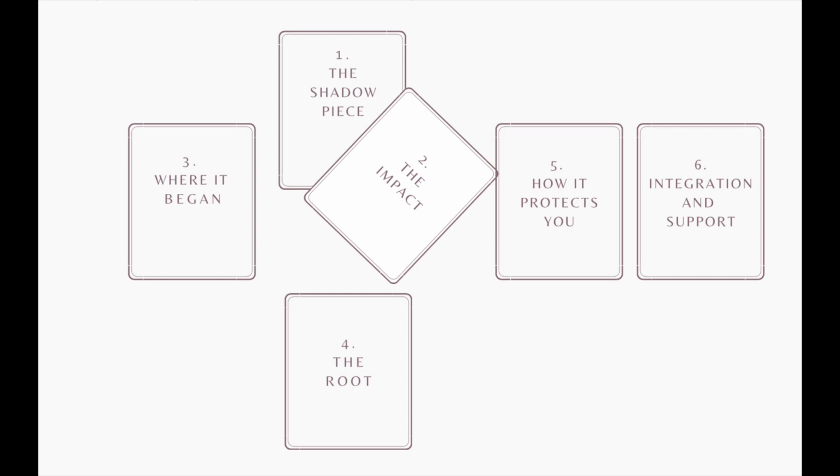All right, so let's talk about the spread next. So this is a 6-card spread. There is one spread position for each of those 6 areas of inquiry that we talked about earlier in this video. So spread position 1 is for the shadow piece. Spread position 2 is for understanding the impact. Spread position 3 is for understanding where it began. Spread position 4 is for understanding the shadow piece. Spread position 5 is for how this shadow piece has protected you. And spread position 6 is for understanding your next steps towards integration and support.